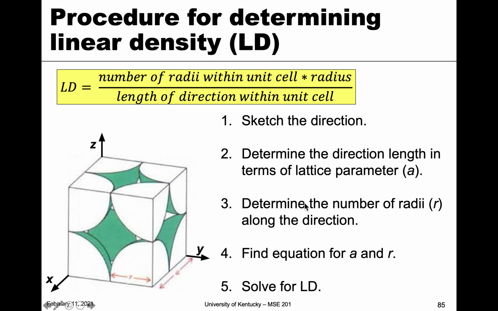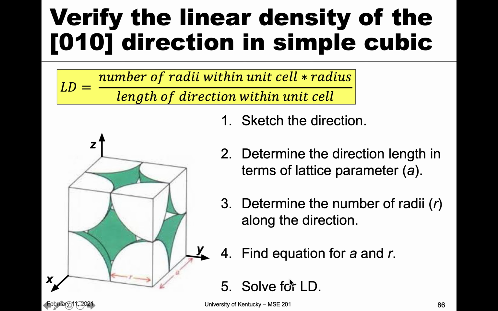And then you want to count up the number of radii, R, along that direction within the unit cell. And then, like we did with atomic packing factor and some density calculations, we want to find our relationship between a and R to be able to convert, right? Because right now we have a and we have R. They aren't going to cancel out until we have that relationship. So at that point, we can reduce and solve for the linear density.